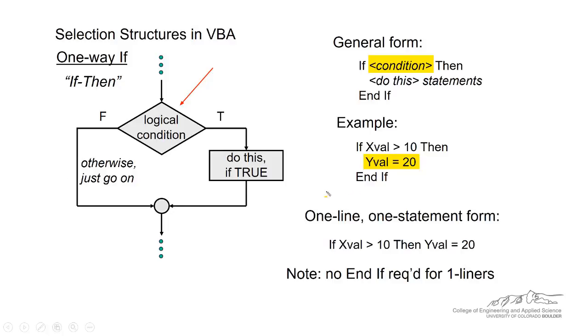By the way, this is really useful. You can write these one-way if-then statements on one line. These 3 lines of code here are equivalent to this single line of code here. If xval greater than 10, then yval equal 20. And you notice that you don't need the end if.